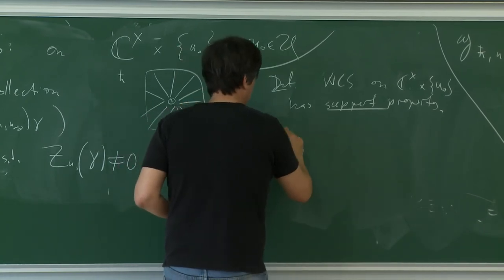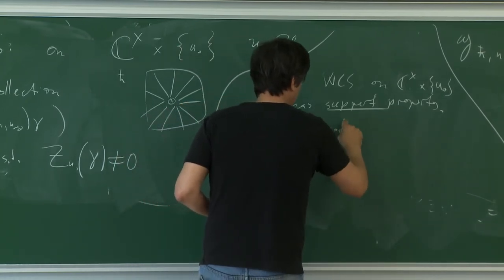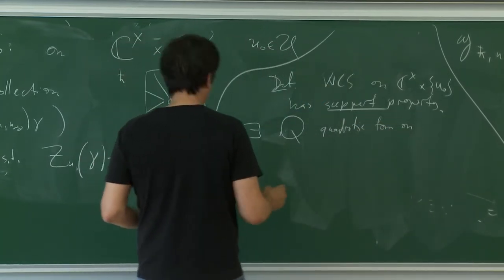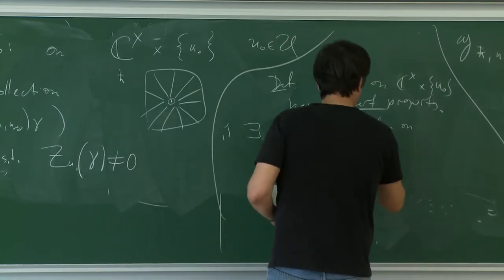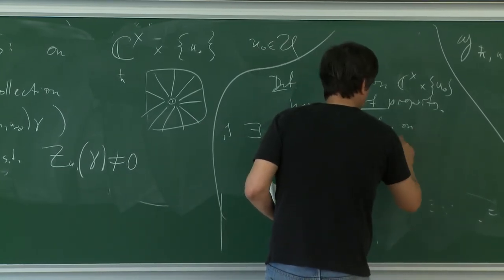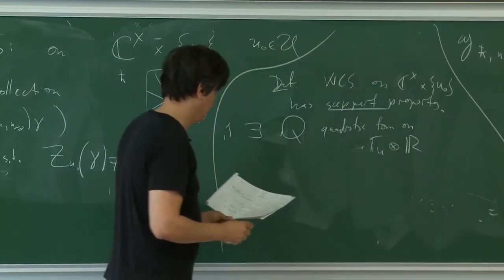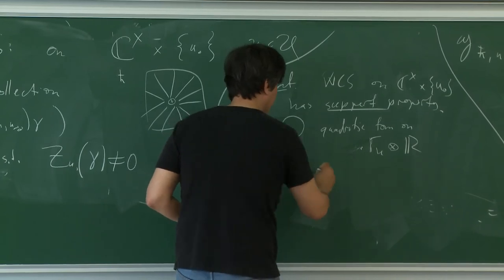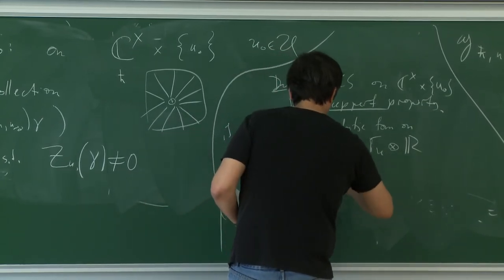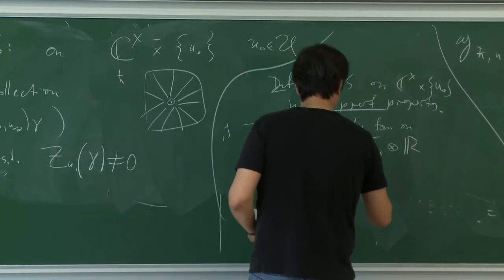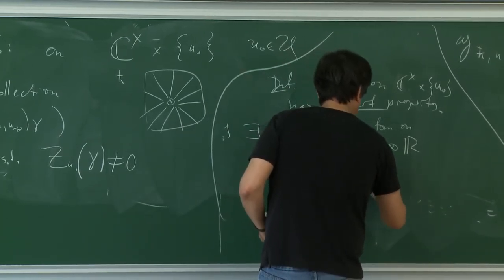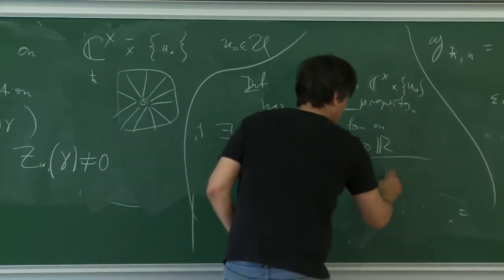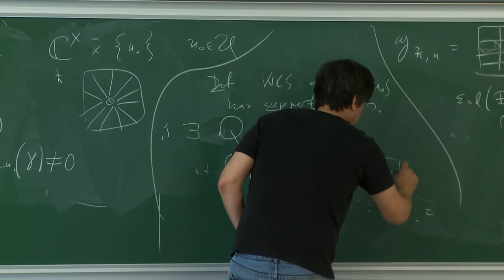If there exists, let's say, a quadratic form on my gradient lattice times R, such that the restriction of the quadratic form to the kernel of my map, which is typically a codimension 2 subspace, is strictly negative definite.